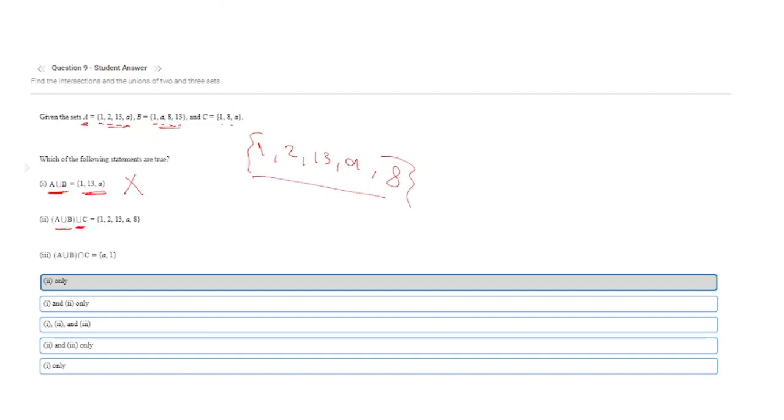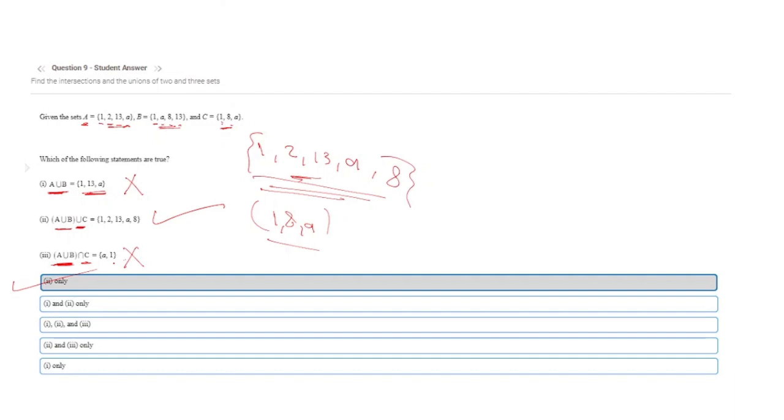Union with C, it will be 1, 8, A. So 1 is here, 8 is there, A is there, so this will be the answer: 1, 2, 13, A8, which is the right answer. Now here, A union with B, this is the set, intersect with C. The intersection with C means it will be 1, 8, A. Here it's mentioned A and 1, missing is 8, so it will be the wrong answer. So the answer will be 2 only.